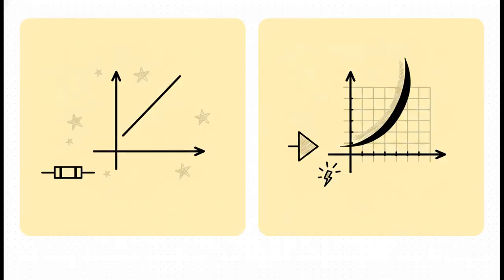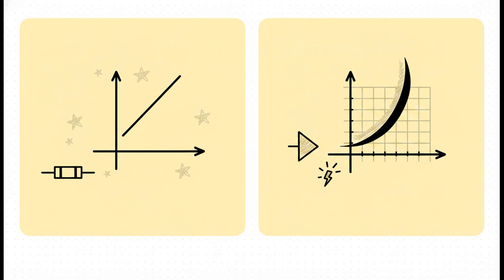We can also sort these puzzle pieces by how they behave. We've got linear elements and nonlinear elements. Linear components, like resistors, are your incredibly reliable rule followers. They satisfy Ohm's law perfectly. So if you increase the voltage, the current increases in a direct, completely predictable straight line. Nonlinear elements, like diodes, they are the rebels.